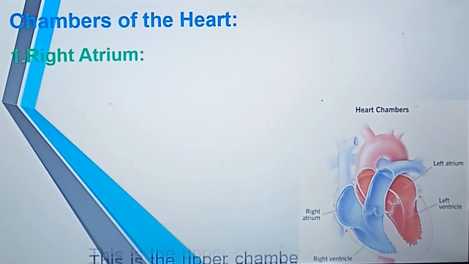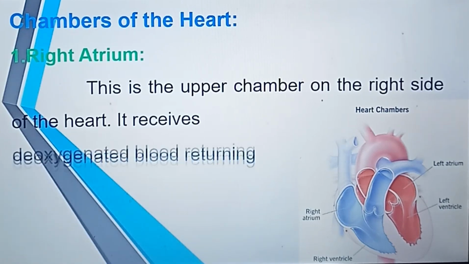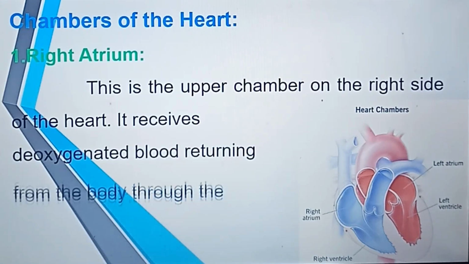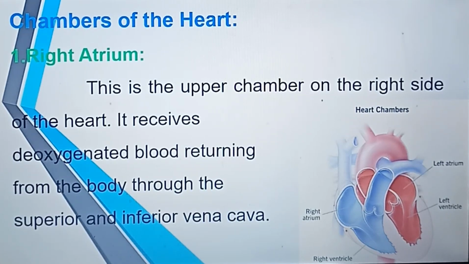Chambers of the heart. Right atrium. This is the upper chamber on the right side of the heart. It receives deoxygenated blood returning from the body through the superior and inferior vena cava.